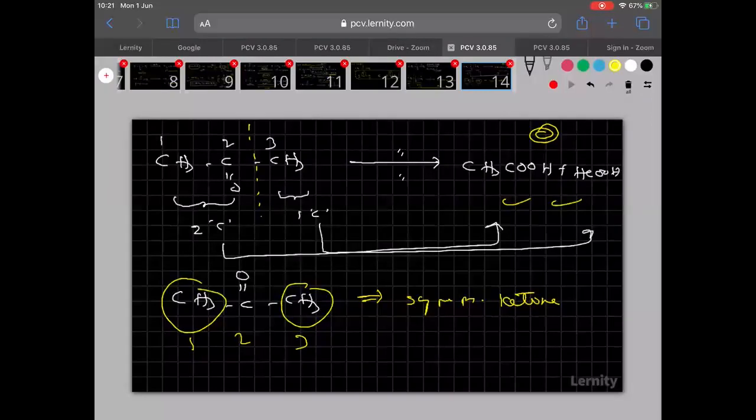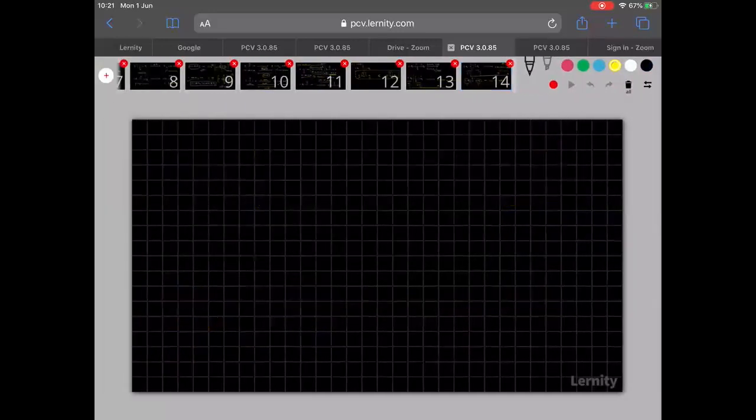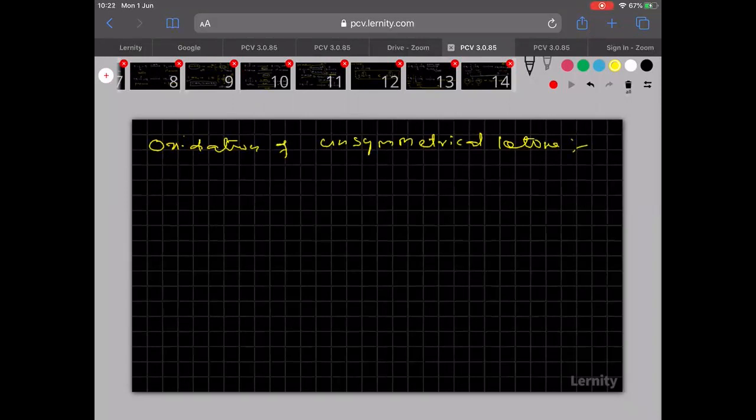I think you are understanding this one. But remember, if you take unsymmetrical, there only the problem will come. So now, see clearly, here I am writing the oxidation of unsymmetrical ketone. When the ketone is unsymmetrical, then what to do?